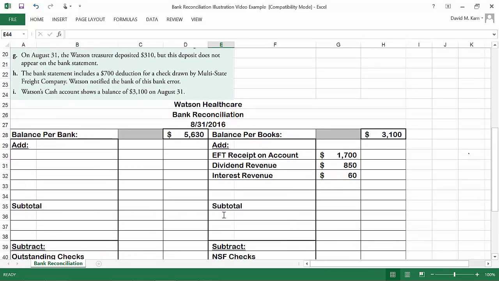Then we go to G. It says on August 31st, the Watson treasurer deposited $310, but this deposit does not appear on the bank statement. So again, in this case, Watson is aware of it, but the bank is not. The deposit has not made it onto the bank statement, and therefore is a deposit in transit that must be added on the bank side. Add deposit in transit, and that was for $310.